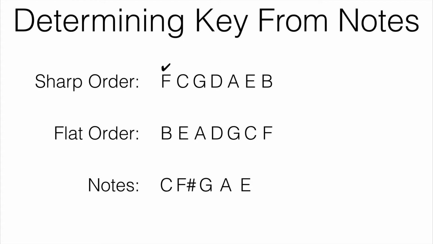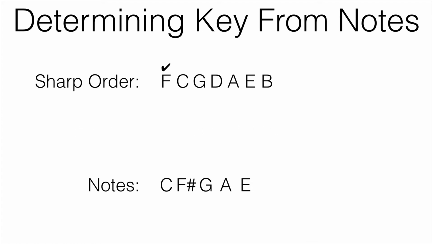We don't have any flats, so we know right away that we're definitely not in a flat key. Therefore, we can get rid of the flat order list. If we find natural notes, we should put an X above their corresponding sharp or flat in the respective lists. Since we've gotten rid of the flat list, we don't have to worry about that. We have a C natural, G natural, A natural, and E natural. So C sharp, G sharp, A sharp, and E sharp all get X's above them.